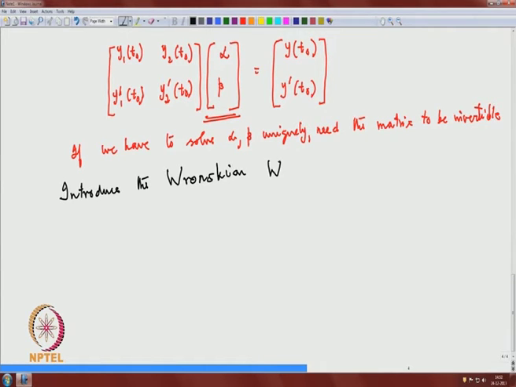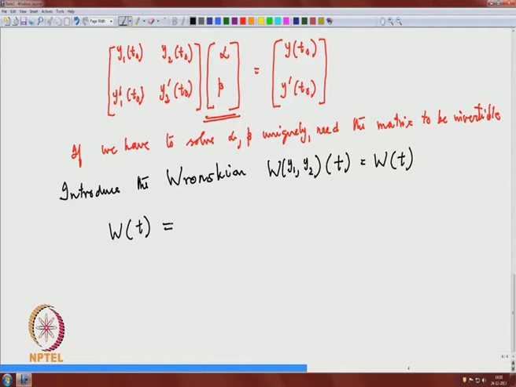Introduce the Wronskian W as a function of t, but it depends on y1 and y2. So, we are writing W of y1 and y2 to represent that it depends on y1 and y2, but as a function of t. This is also denoted by W(t), unless there is confusion, we just write W(t).